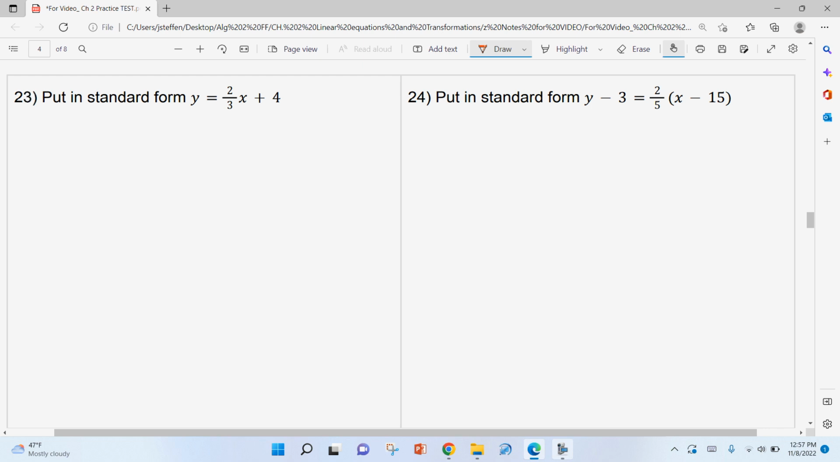23 and 24, you're putting it in standard form. So the biggest thing to realize is standard form is your x comes first, then your y, and then your constant, the one that doesn't have any letters, is at the end. It's equal to that. But the other thing you have to realize, remember, no fractions, and your a has to be positive.